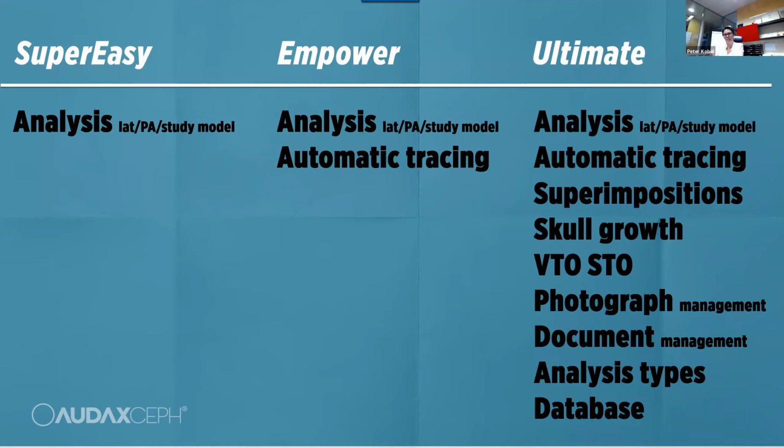I'm going to mention this a couple of times during this webinar: artificial intelligence, it works for you. So Empower employs artificial intelligence for automatic tracing. And then AudaxCeph Ultimate has a whole bunch of advanced functionalities such as superimposition, skull growth, VTO, photograph management, document management, analysis type modeler, database, but it also has analysis, and again, it employs artificial intelligence for automatic tracing.